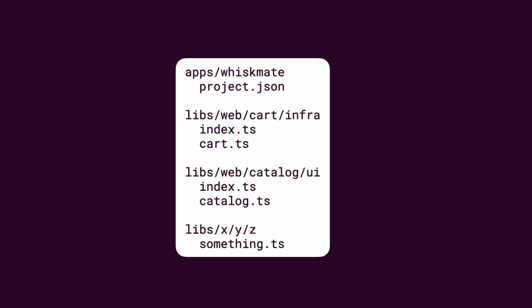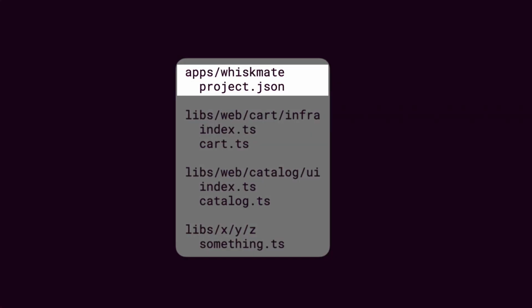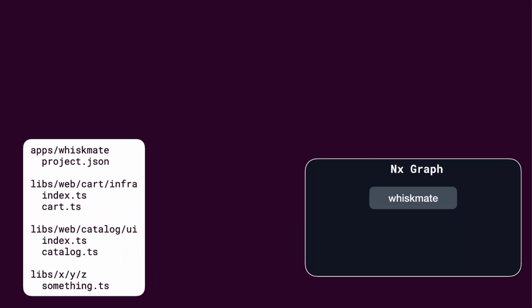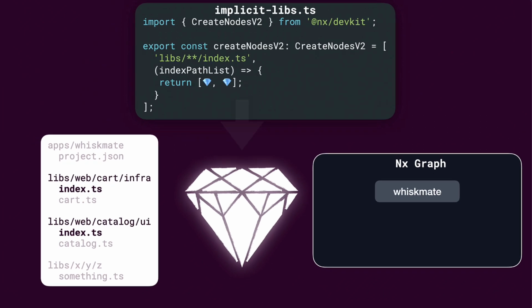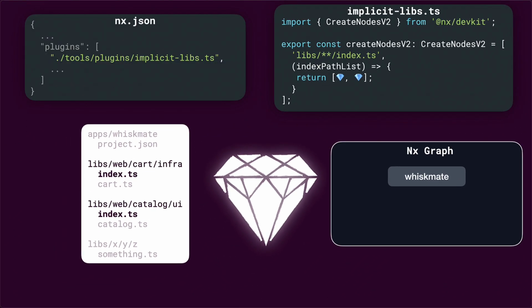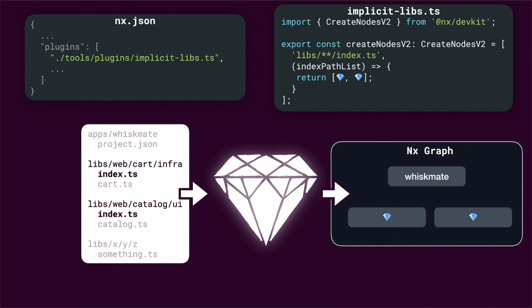Let's assume the following workspace structure with only one project.json in the application. By default, NX will only detect the application as it has a project.json file, and this is how the graph would look like. Thanks to Project Crystal or NX Inference, you can create your own plugin that enriches the graph. For instance, you can add the libraries to the graph whenever you match an index.ts file in the libs folder. Once you activate your plugin in the nx.json file, NX will discover these libraries just as if they had a project.json file.